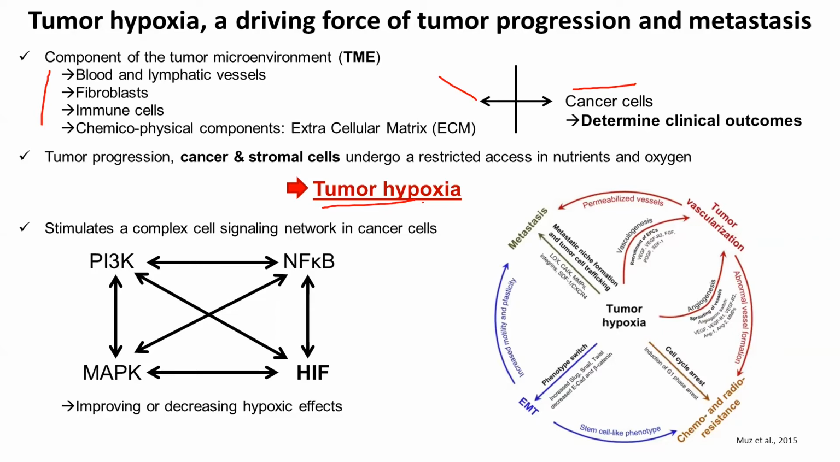Tumor hypoxia can stimulate a complex cell signaling network in cancer cells, including the PI3 kinase, the MAP kinase, the NF-kappa B, and the hypoxia-inducible factor signaling pathways. The ability of these signaling pathways to interact with each other will create positive and negative feedback loops to improve or try to decrease the hypoxic effect. Tumor hypoxia acts as a driving force of tumor progression and metastasis.